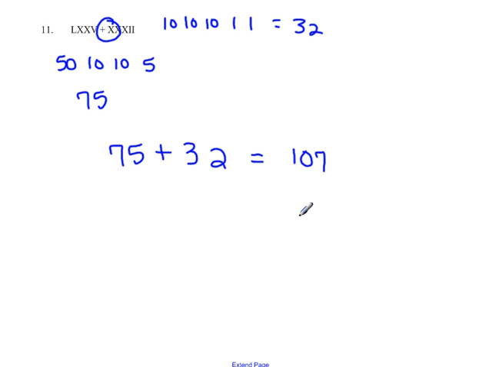107. Okay, so now you want to convert the 107. So 100 is C, and 7 was VII. You didn't repeat anything more than 3 times. That's valid.